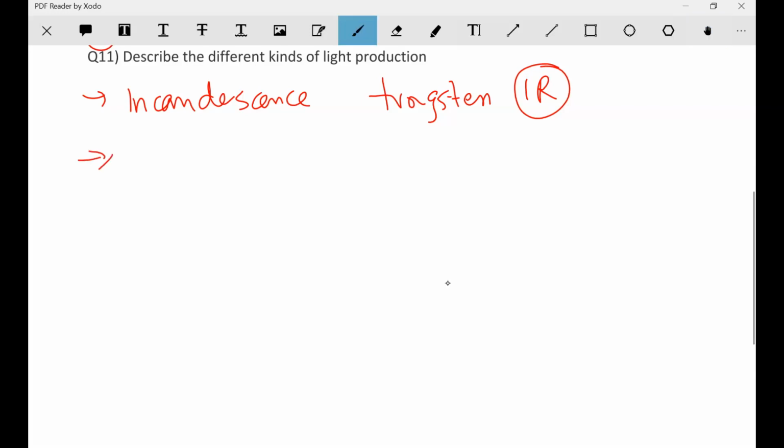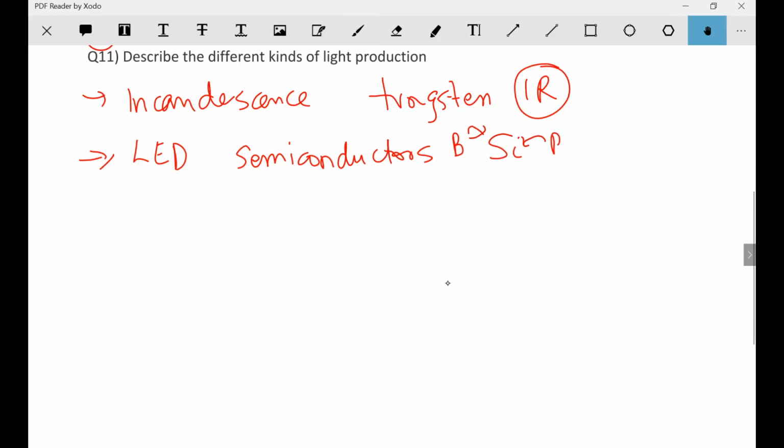Alternatives to incandescence are light-emitting diodes, or LEDs, like computer screens. These use semiconductors, which are silicon-based with a little bit of boron or phosphorus added into them, and this causes electricity to flow in only one direction, which makes them produce light, basically. That's the movement of electrons that's producing the light in there.